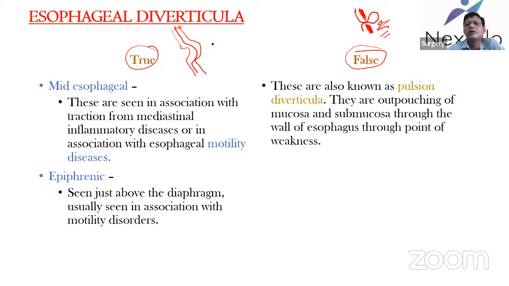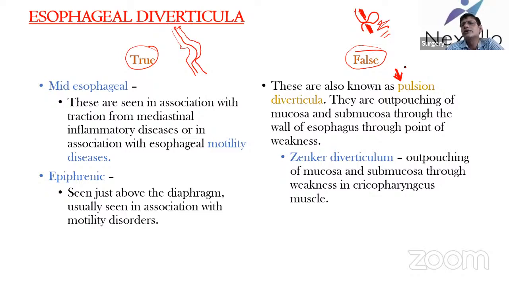False diverticulums, these are known as the pulsion diverticula. What happens here is that there is a pulling out of the inner layer. These are outpouching of the mucosa and submucosa through the wall of the esophagus through a point of weakness. We'll just see these points of weaknesses in the next slide. One of the best examples that we have for the false diverticulum of the esophagus is the Zenker's diverticulum. Zenker's diverticulum is the outpouching of mucosa and submucosa through a weakness in the cricopharyngeus muscle.